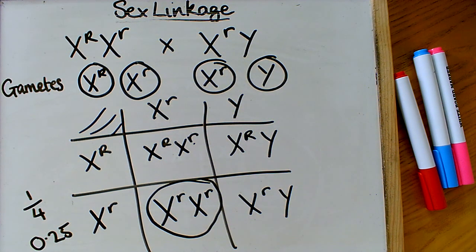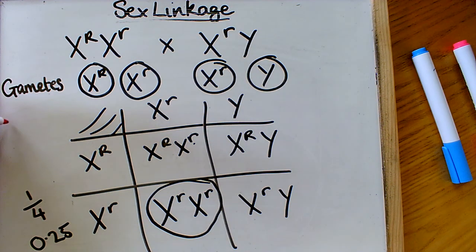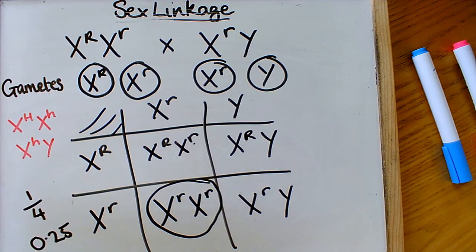Haemophilia works in exactly the same way. It would just be a different letter attached. So for instance, we could write haemophilia. We could have X with a big H, X with a little h, indicating normal clotting of blood and the haemophilia clotting of blood. So anybody who inherits haemophilia as a male will have that combination as their alleles and their genotype.